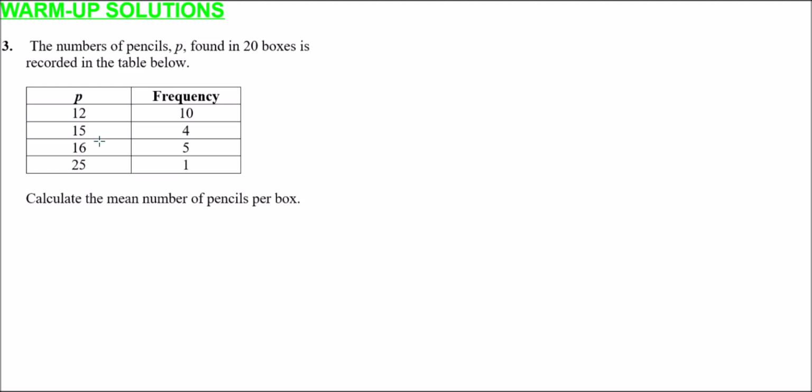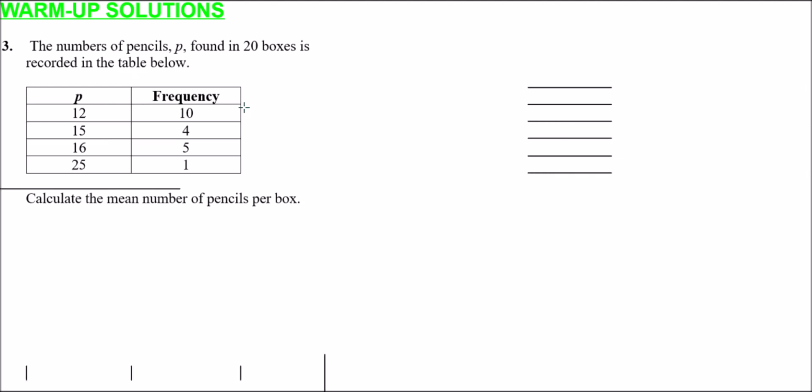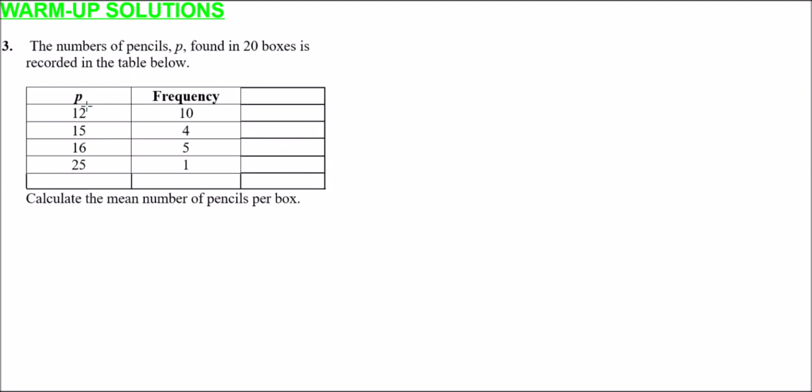So the GCSE way of doing it, I'd suggest to get an extra column drawn in, like so, and then we're going to multiply these values by the frequencies. So, first of all, 12 times 10, underneath our P times frequency column, 12 times 10 is 120, 15 times 4 is 60, 16 times 5 is 80, and the last one's 25. We now add all these together to get the totals.